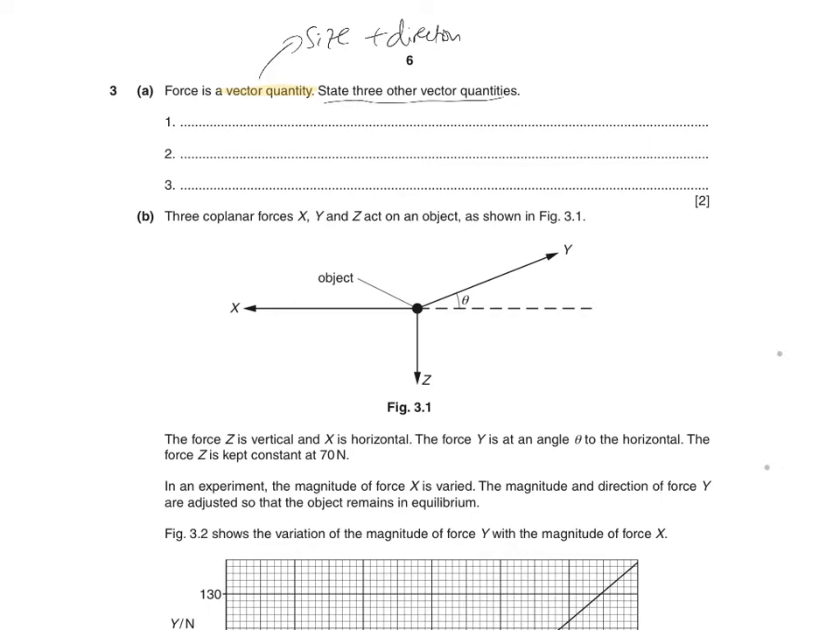So things like displacement, velocity, quite an easy one to remember, VV, velocity vector. Other ones you could have are acceleration, momentum, weight, which is a type of force, so perhaps a bit risky to have, but those would be my top 4 to go for, because remember you can't use force because it's there.